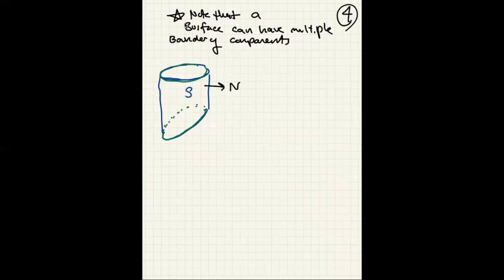So I'm going to orient the top and bottom boundary components. I'll put some arrows this way so we know how to orient the top, and some arrows down here for the bottom. So this is going to be C1 and C2. Basically what I'll write is that the boundary of S is plus or minus C1 plus or minus C2.